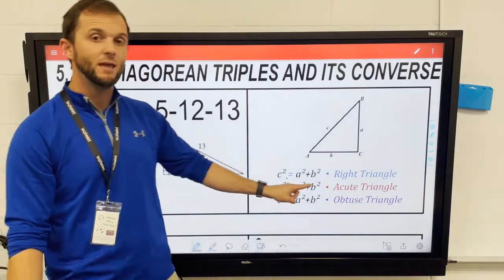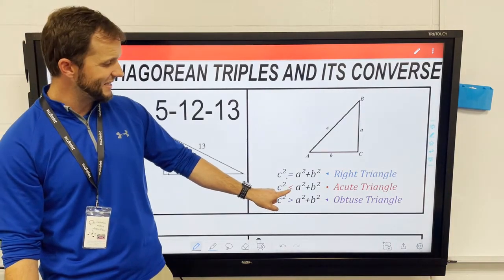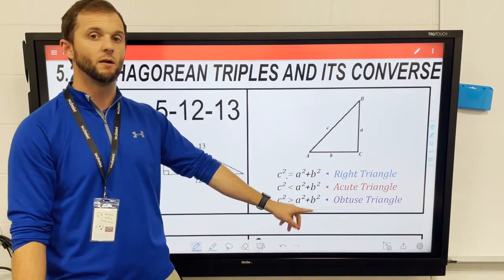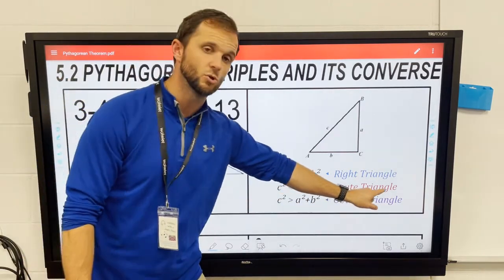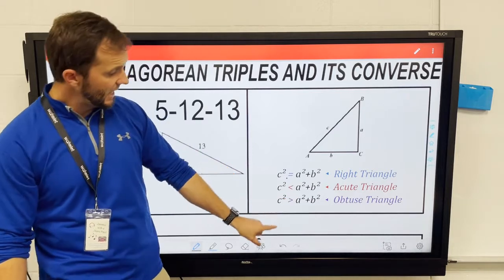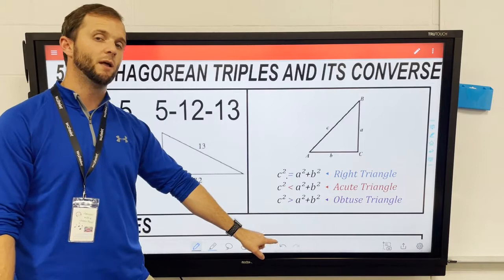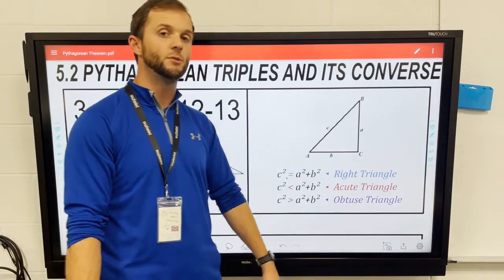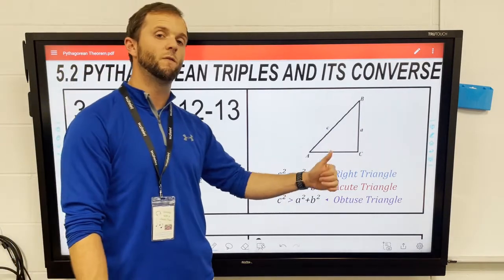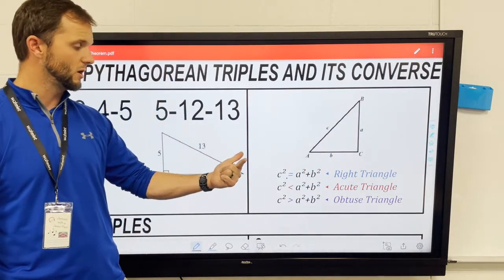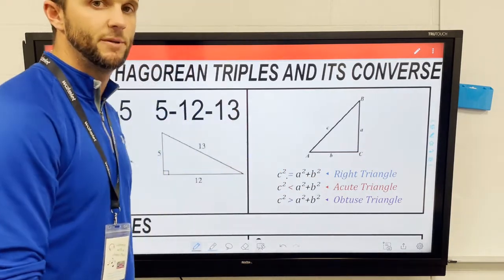If I plug it in, and my hypotenuse squared is less than a squared plus b squared, then that means it's not a right triangle. It means it's an acute triangle, okay? If the hypotenuse squared is bigger than a squared plus b squared, then that means it's going to create an obtuse triangle. So these are the formulas you're going to use today to prove if it's a right triangle, an acute triangle, or an obtuse triangle. Okay, so we're going to put that into play. Let's jump into our examples.